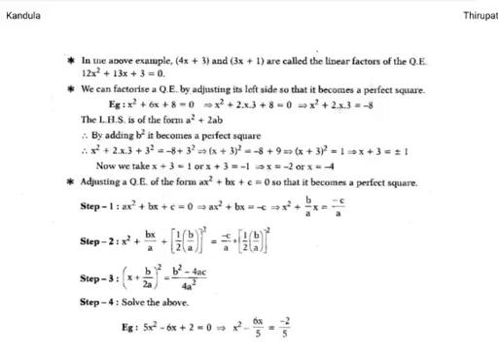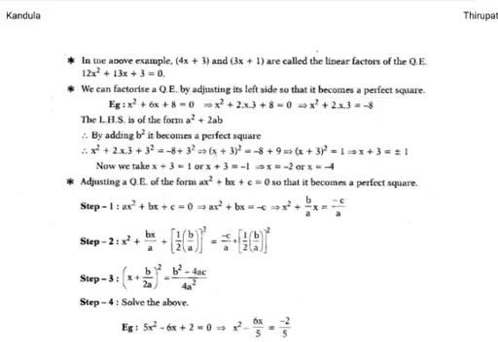The left hand side is of the form a square plus 2ab. By adding b square, it becomes a perfect square. That means x square plus 2ab, meaning 2x3, and you add 3 square on both sides: minus 8 plus 3 square. This is x square plus 2x3 plus 3 square. It is in the form of a plus b whole square.